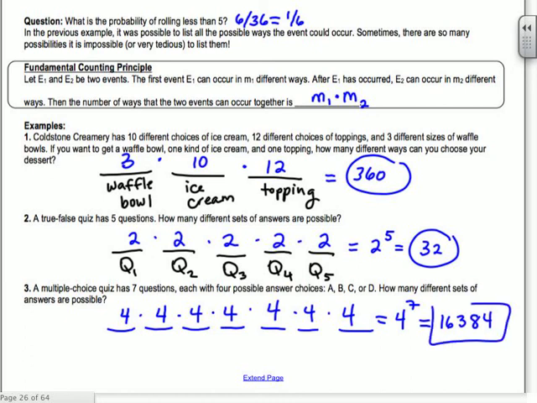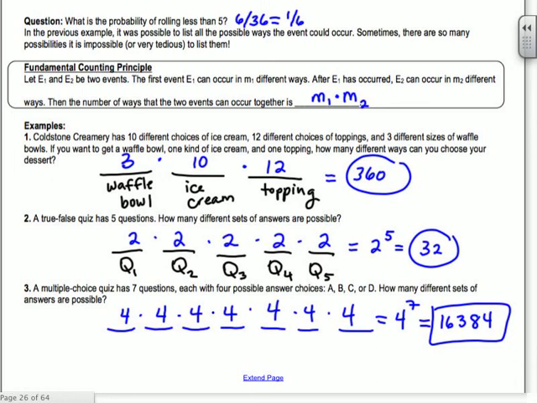So 16,384 different sets of answers. Yeah, so if you guess on that one, the probability of you getting 100% is 6.10 times 10 to the negative 5th. Pretty much 0%. You're not going to get 100%. But luckily, you study for exams, you've attended lectures and things, so you would have a better probability. You're not just guessing, hopefully.